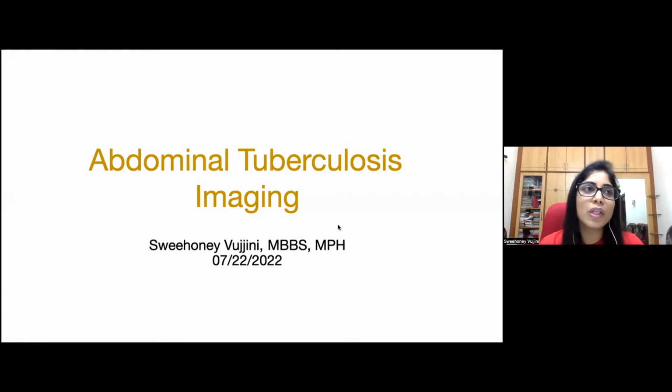Today I'm going to talk about imaging and abdominal tuberculosis. The reason why I chose this topic is because India alone accounts for nearly 1/3 of the global burden of tuberculosis. Although pulmonary tuberculosis is the most frequently encountered form, any organ system in the body can be affected. Extrapulmonary tuberculosis accounts for about 10 to 15% of cases, and radiological imaging plays a very important role in the diagnosis.